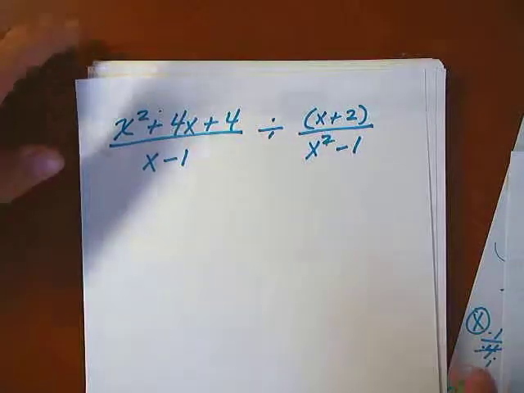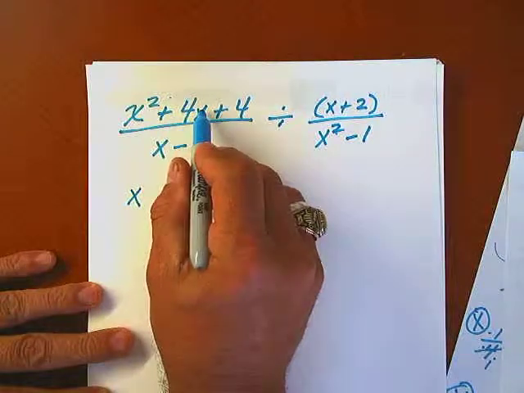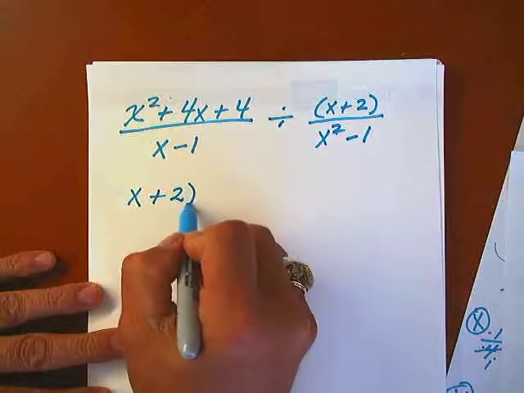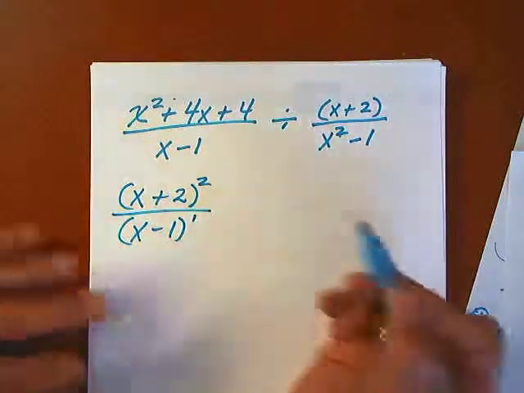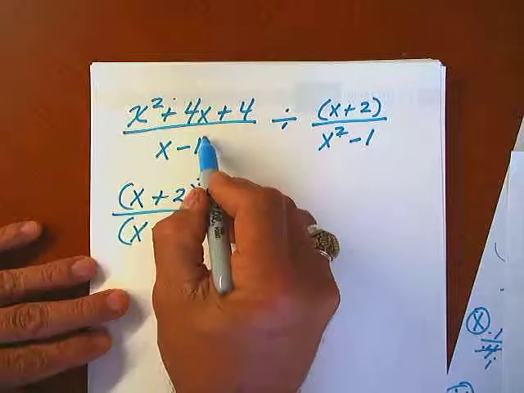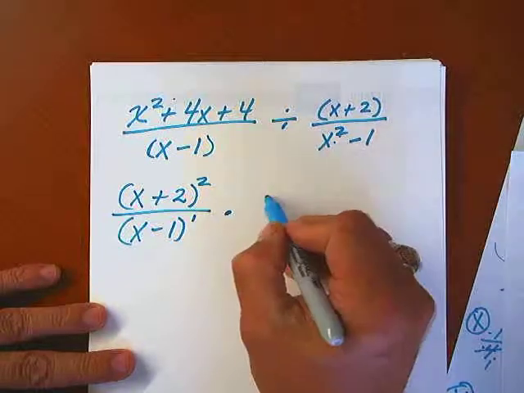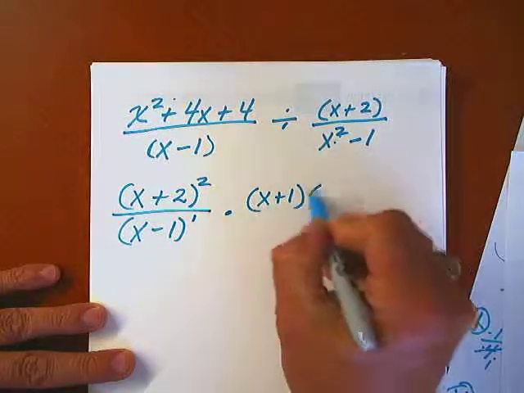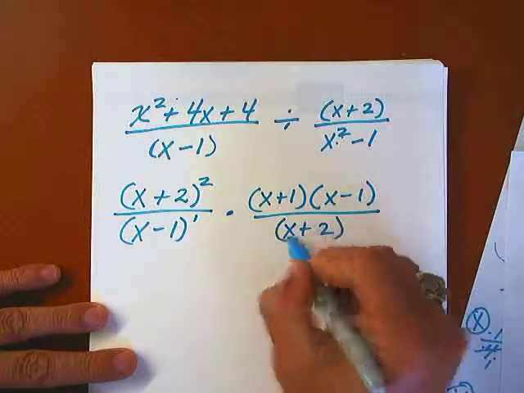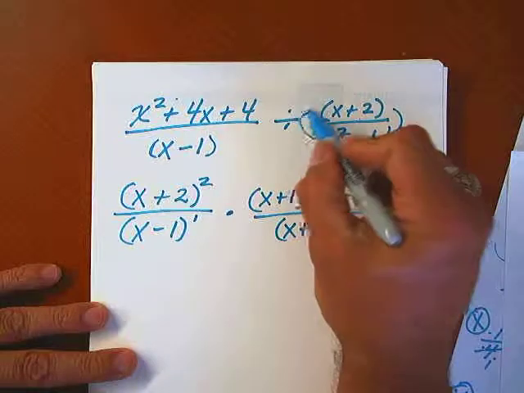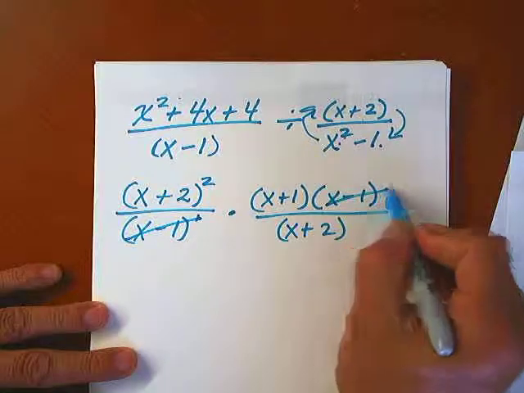Alright, well, you learned back in pre-algebra, basic math, that if you divide by a fraction, you multiply by the what? Reciprocal. So rewrite, and go ahead and factor this. That's shortcut number 1. So it'd be x plus 2 quantity squared over x minus 1 to the first. And I'm just doing that so you can recognize that this is one thing. Multiplied by x plus 1 times x minus 1 over x plus 2. I just flipped it over.